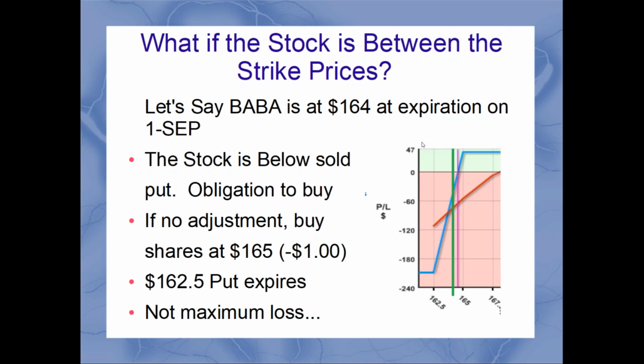Rather than using a cash secured naked put, where I'd have to put up the full 165 for the contract, we used leverage. I also used leverage in a spread because we didn't want to own stock as well. So if BABA is trading at 164 on September 1st expiration, what happens? The stock is below my sold put. I have an obligation to buy shares of stock at 165. If I ignore it, I don't take action, I don't do anything.